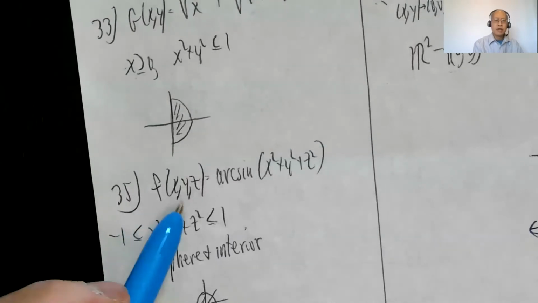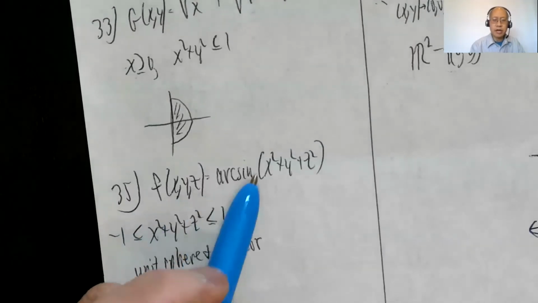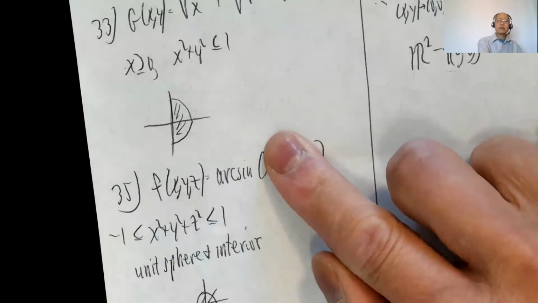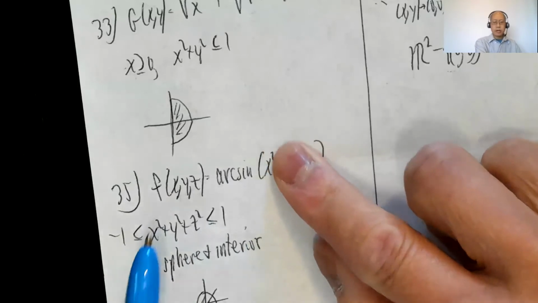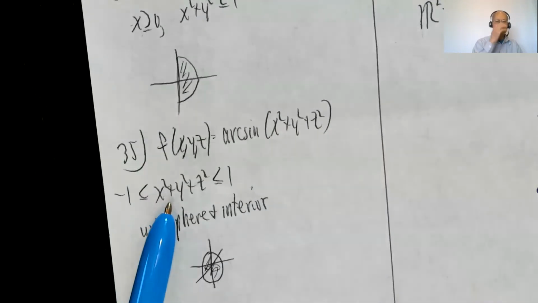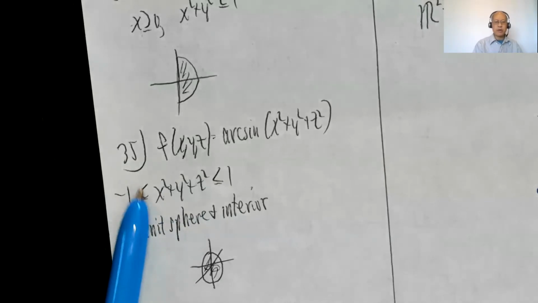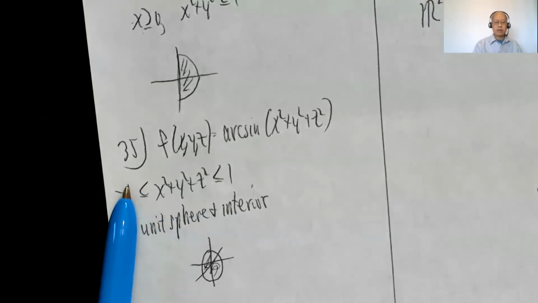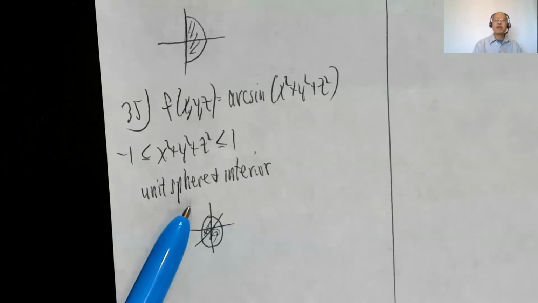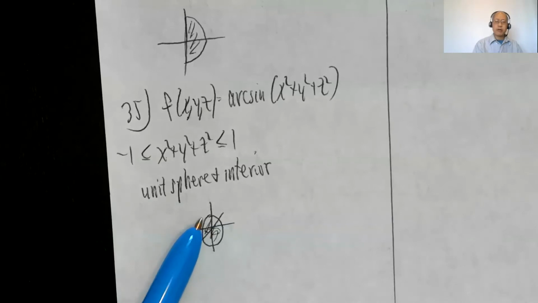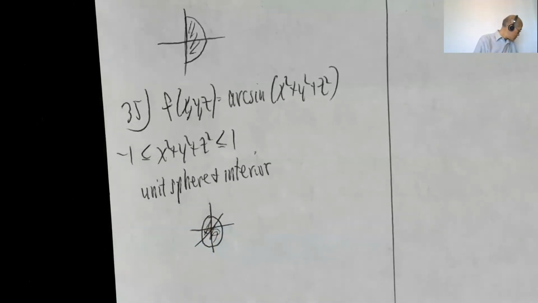Okay, 35. f of x, y, z equals arc sine of this thing. You might recall you can only take the arc sine of something between -1 and 1. So x squared plus y squared plus z squared is less than or equal to 1, but greater than or equal to -1. Well, this is always true. This is automatically greater than or equal to 0. So this is the unit sphere and its interior. So I just drew myself the unit sphere, center at the origin, radius of 1, including the boundary and everything inside. Okay, so that's where the function is continuous.